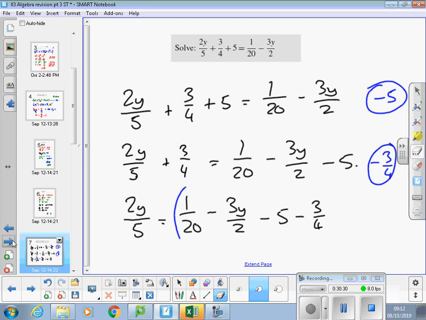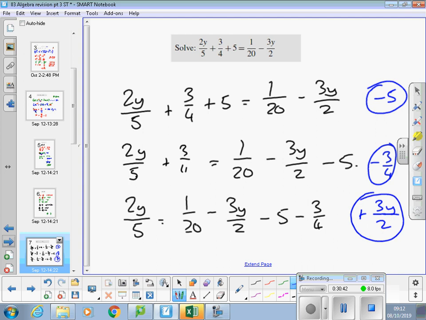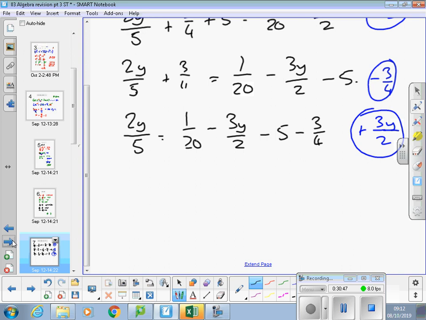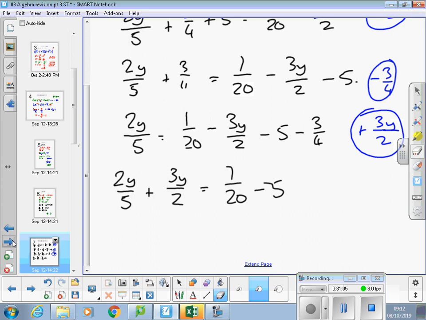Yeah, if we add 3y over 2 to both sides, we end up with 2y over 5 plus 3y over 2 is equal to 1/20th minus 5 minus 3/4.